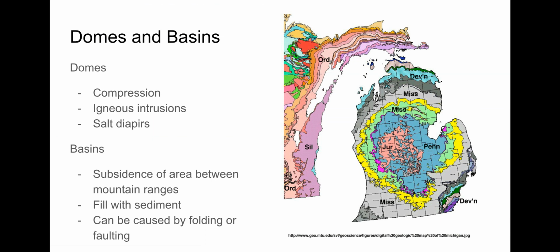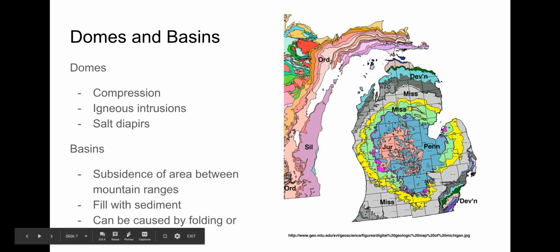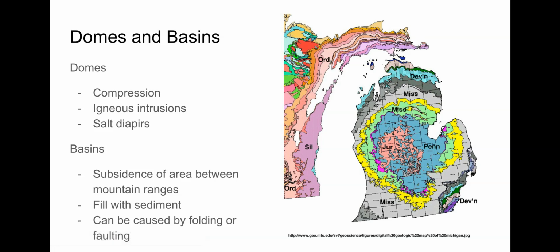So domes and basins are other kinds of folded or upwarped or downwarped ductilely deformed rocks. And of course, the whole state of Michigan is a basin. And you can tell because the youngest stuff is in the middle here. But all of this has been downwarped.